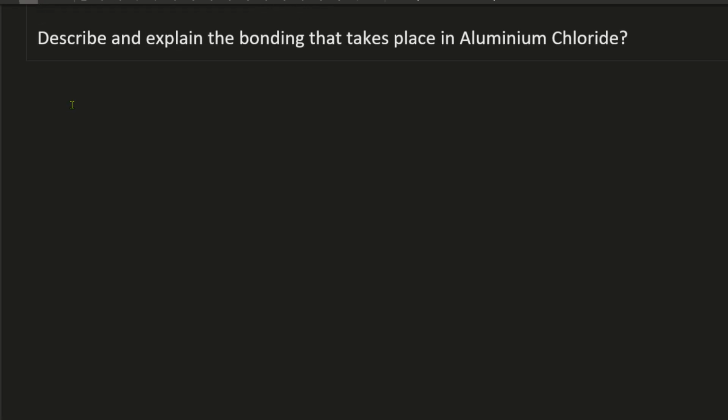So let's now look at this one over here. I'm not going to write the whole explanation out because I think you get the idea, but we'll show it because the drawing is quite important here, and that's more useful at this moment of time. So aluminium is in group 3. Okay, so it has 3 electrons in its outer shell. And you've got chlorine, which is a group 7 element, and it has 7 electrons in its outer shell.